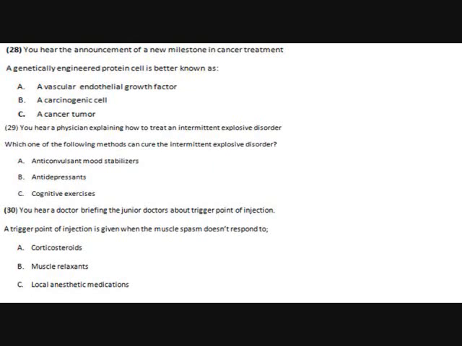Question 30. You hear a doctor briefing the junior doctors about trigger point injection. Now read the question.